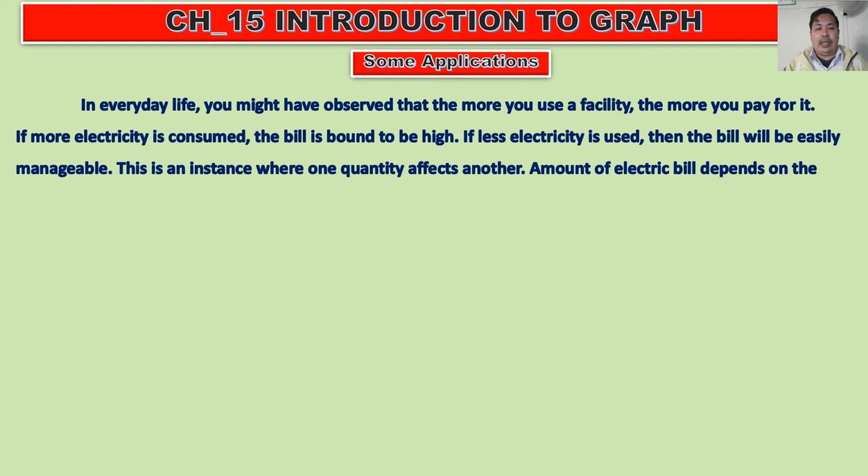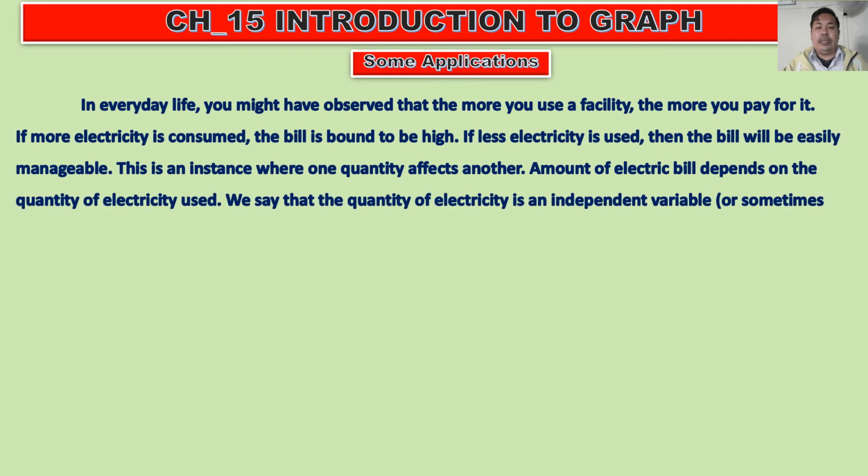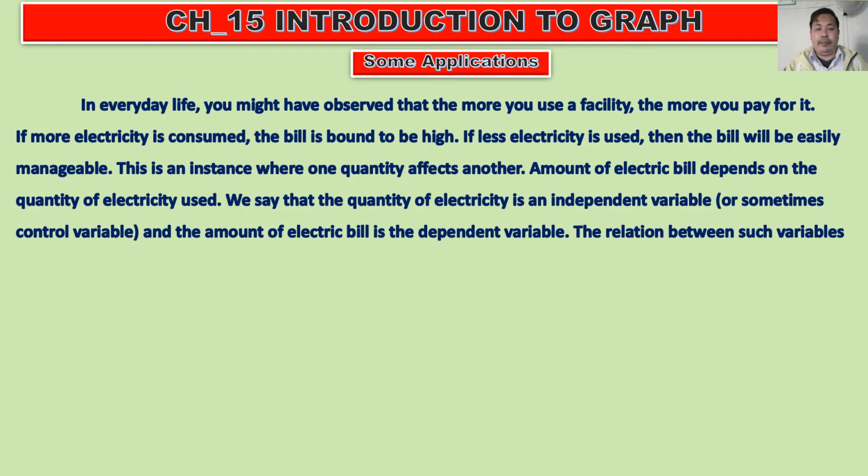This is an instance where one quantity affects the other. The amount of the electric bill depends on the quantity of the electricity used. We said that the quantity of electricity is an independent variable, or sometimes a controlled variable, and the amount of the electric bill is the dependent variable. The relation between such variables can be shown through a graph also.